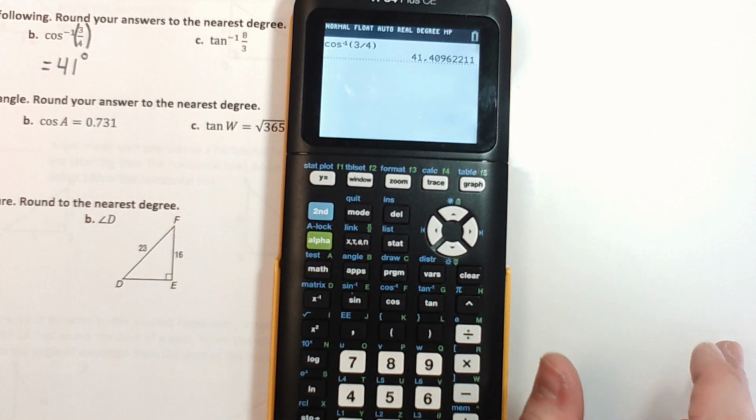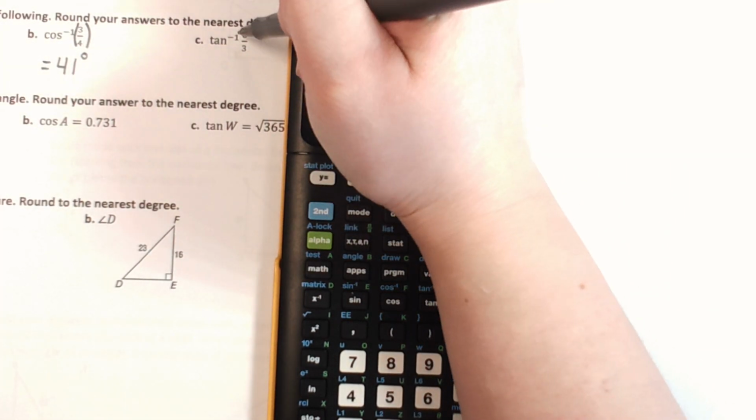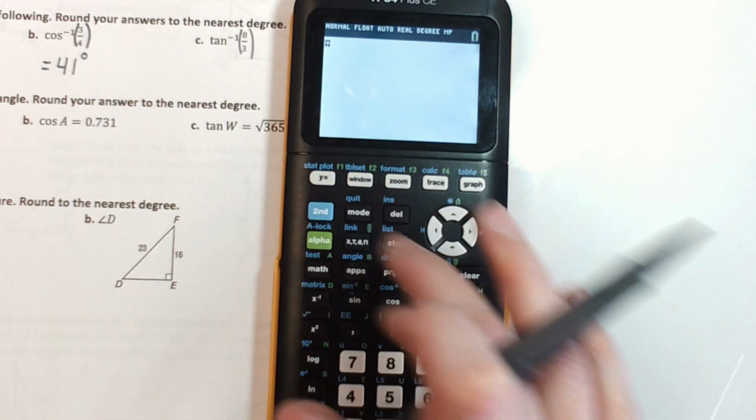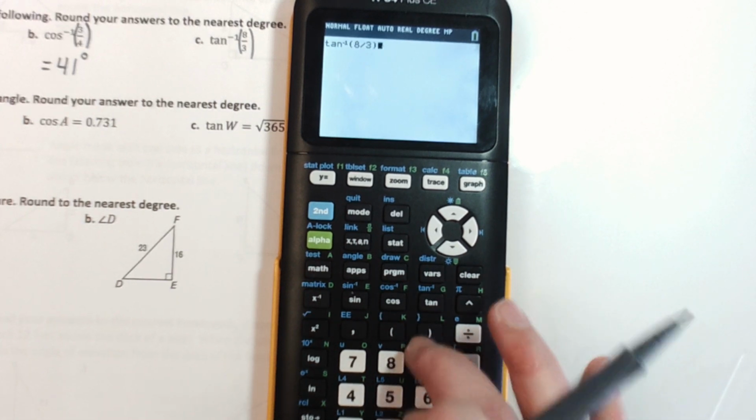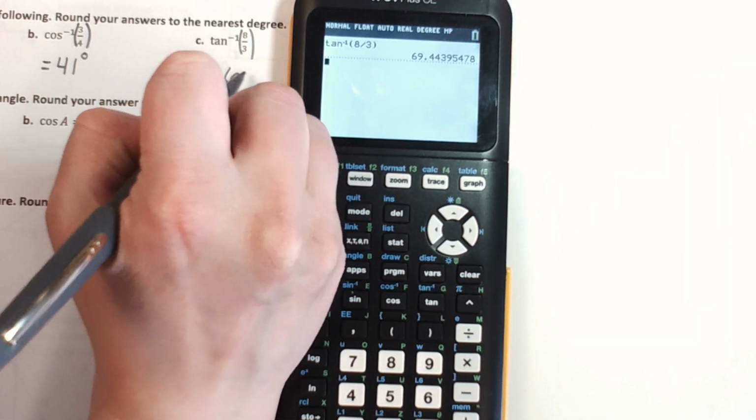Tangent inverse 8/3. What's the only thing I need to make sure that I'm careful with? The front. Put parentheses. Everything else, generally speaking, is pretty self-explanatory. The only other thing is make sure you're doing inverse tangent, not regular tangent. Round it to the nearest degree. 69. 69 degrees.